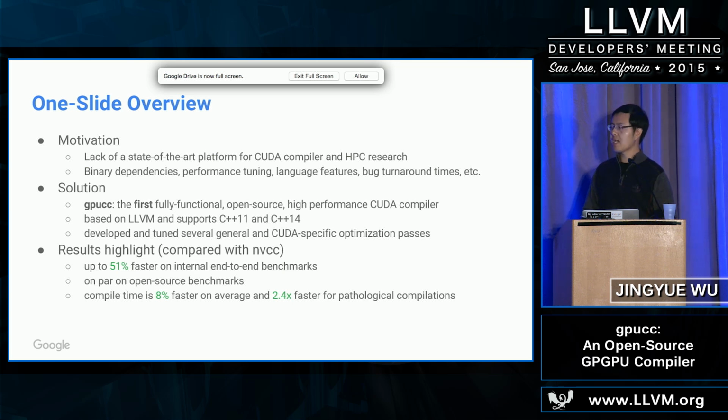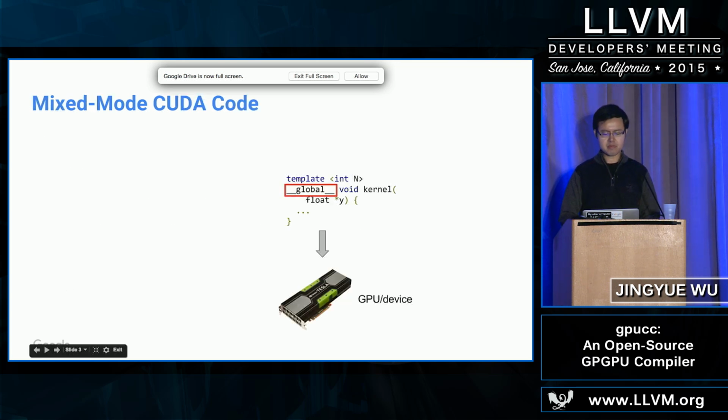As a highlight of the results, compared with nvcc, which is the closed-source compiler NVIDIA provides, the code generated by gpucc runs up to 50% faster on our internal end-to-end benchmarks. The performance is on par on a variety of open-source benchmarks as well. The compile time is also faster. We are 8% faster on average, and for some very long compilations, we're 2.4 times faster.